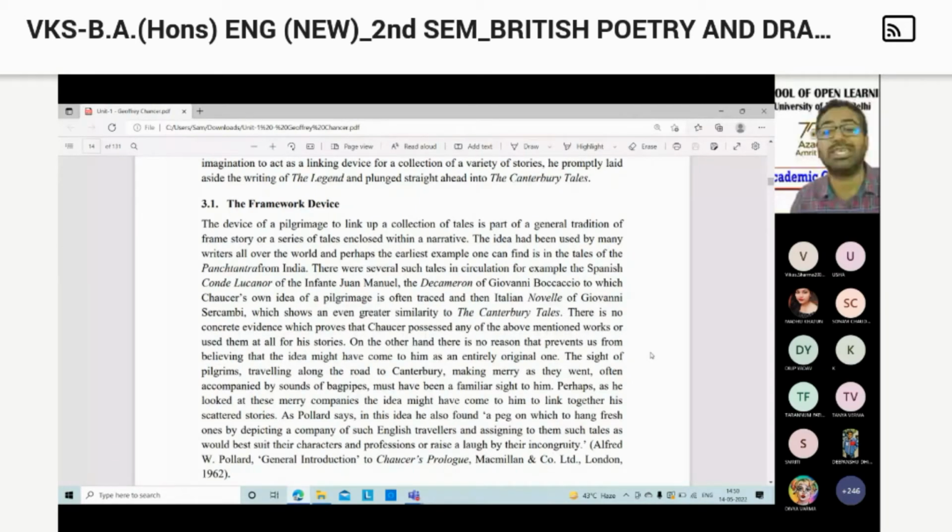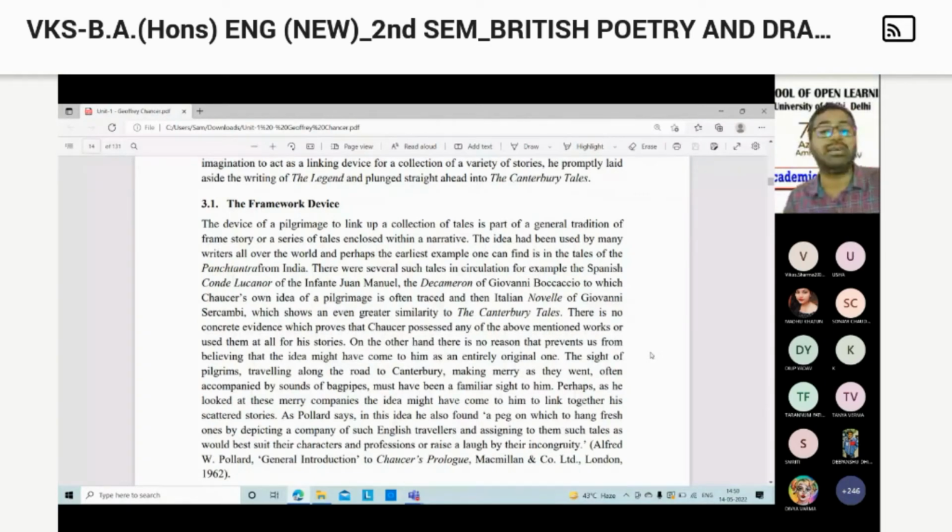The sight of the pilgrims traveling along the road to Canterbury, making merry as they went, often accompanied by sounds of bagpipes, must have been a familiar sight to him. So he might have had this idea within his mind that these kind of pilgrims would have had their own stories.